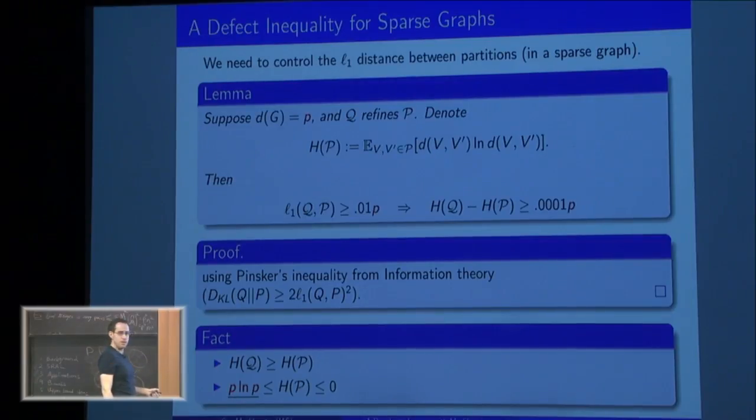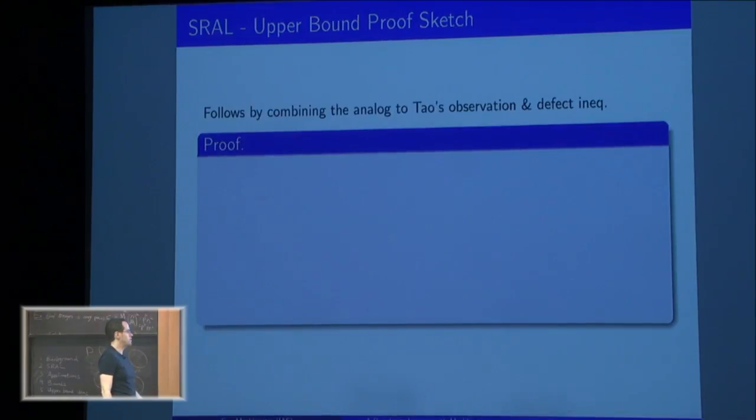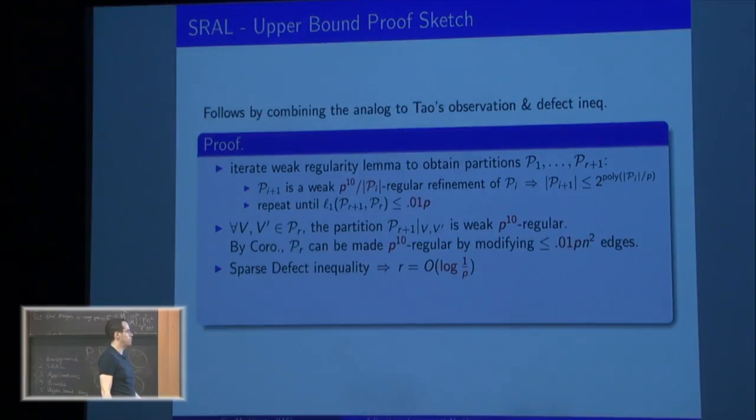But how many times can you add p to the entropy? Because of this range, you can add at most ln 1 over p. So the number of times that the entropy can increase by that much is just ln 1 over p. Hence the number of iterations is at most log 1 over p, which completes the proof, because the number of parts in P_R is the tower of the number of iterations, so tower of log 1 over p. That's the entire proof.